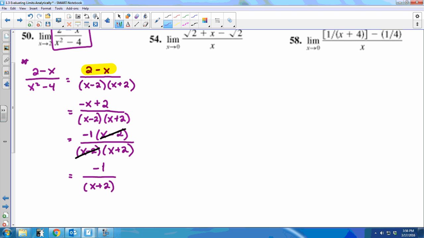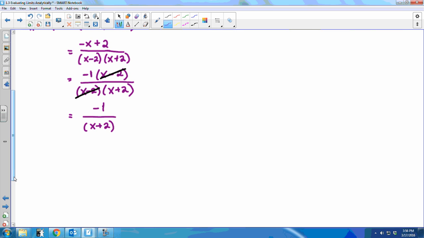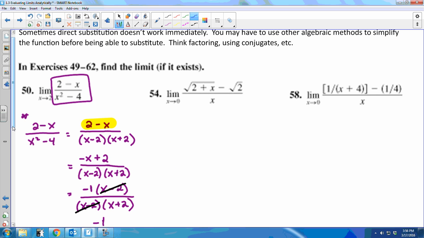It's just simplified. So now, if I want to find the limit as x approaches 2 of this function, I can. Because now I just substitute 2 in for x and nothing weird happens. I get negative 1/4. This is the perfect example of when direct substitution doesn't work initially, but you can work with the function to make it work. All right, so factoring. Factoring is going to keep coming up over and over and over again in this mini unit.